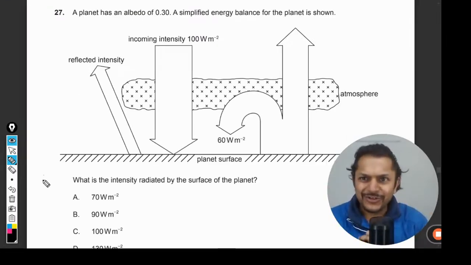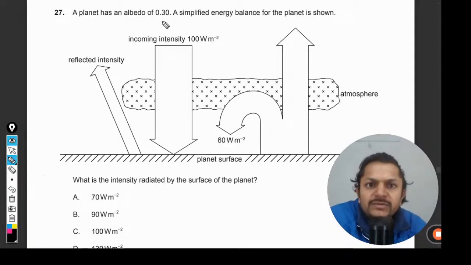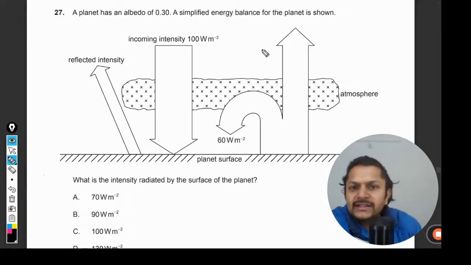Okay, dear students, let us see what is there in this question. A planet has an albedo of 0.3. The simplified energy balance for the planet is shown. What is the intensity radiated by the surface of the planet? Okay, so let us read this.